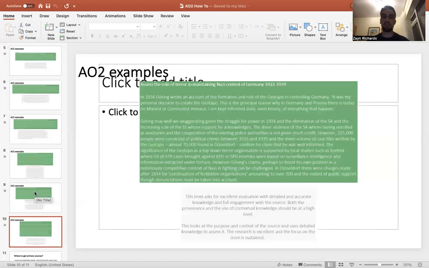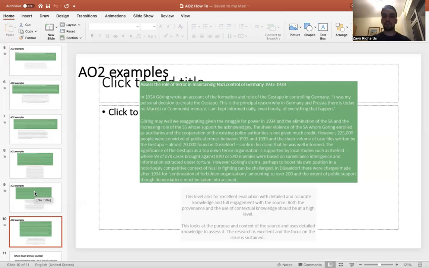Okay, so this is perfection across the board. We've got a really clear bit of content. So we get a little bit of background. So 1934, Hermann Göring wrote an account. There's a really decent quote. So it's like a quote which is relevant and it's quite detailed. So content, they're hitting all the marks.